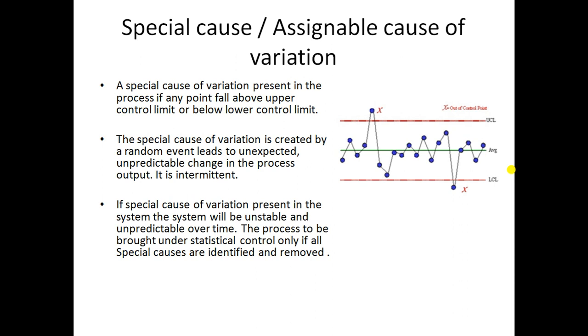A special cause of variation is present in a process if any point falls above the upper control limit. You can see here this point is lying above the upper control limit and this point lies below the lower control limit. So these points are due to special causes or assignable causes of variation. The special cause of variation is created by a random event, leads to an unexpected or unpredictable change in the process output, and it is intermittent and also unpredictable.